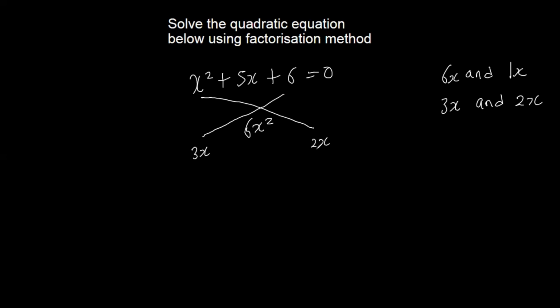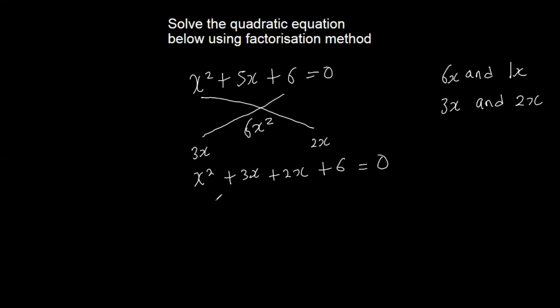Now, the next thing you would want to do is to replace 5x, or substitute 5x, as the sum of 3x and 2x. Since you know 5x is the sum of 3x and 2x when you add them together, we're going to substitute that here. So we're having x squared plus 3x plus 2x plus 6 equals 0.